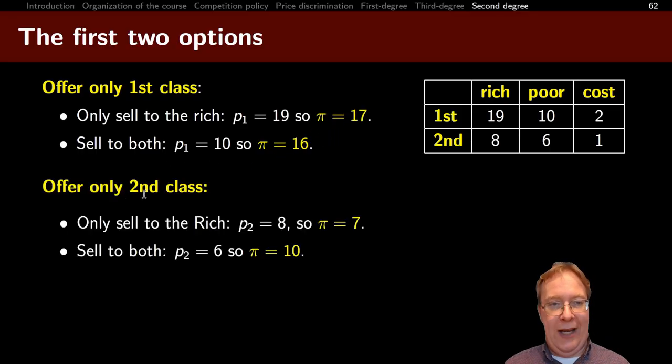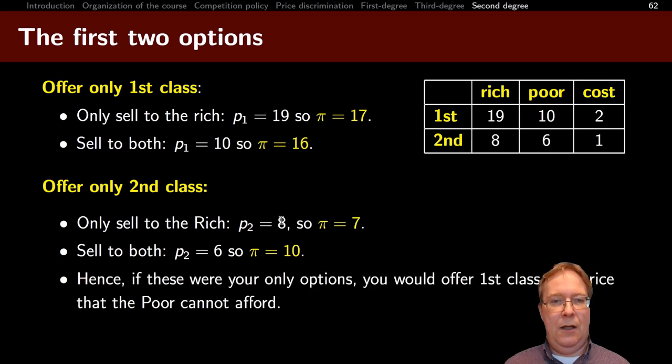What if I only offer second class? Same logic. If I only sell to the rich, I can charge a price of 10. My profits, sorry, a price of 8. That's this entry. Profits will be 7. If I sell to both, I could charge a price of 6. Profits would be 10.